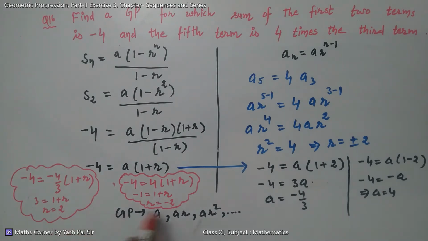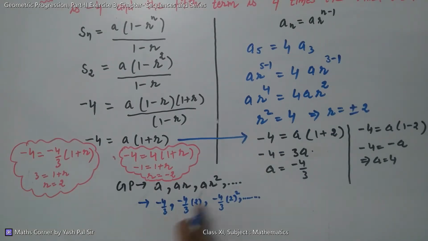Now these two values will be substituted in the formula of the GP. In the first part, put a equal to minus 4 upon 3 and r equal to 2. The GP becomes minus 4 upon 3, minus 4 upon 3 into 2, minus 4 upon 3 into 2 square, which is equal to minus 4 upon 3, comma, minus 8 upon 3, comma, 2 2s are 4, 4 4s are 16, minus 16 upon 3 and so on.